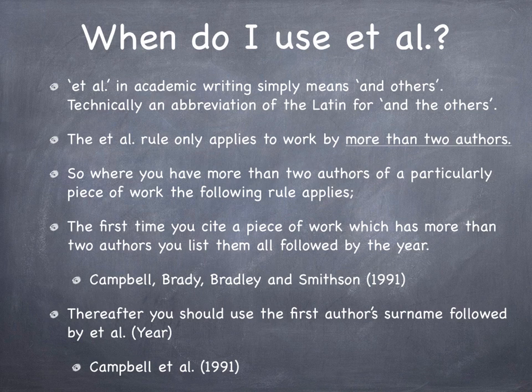If I subsequently reference that piece of work, rather than repeatedly writing out those 4 surnames and the year, now I can use the et al. rule, the abbreviation, the shorthand that we have. So I would say Campbell et al., 1991. And really what I'm saying there is Campbell and others were involved in this piece of work. So I'm still giving credit to all 4 authors because, again, I will have a full reference in my reference list to all 4 authors, but it just allows me to shorten, if you like, to abbreviate my writing as I go through the remainder of the body of the work that I've been working on.